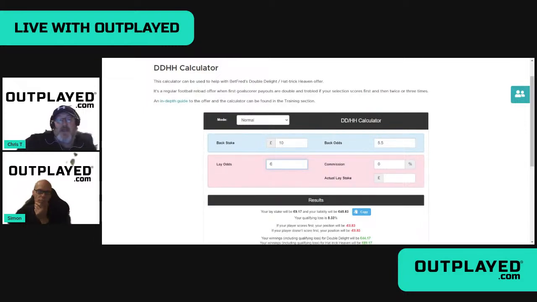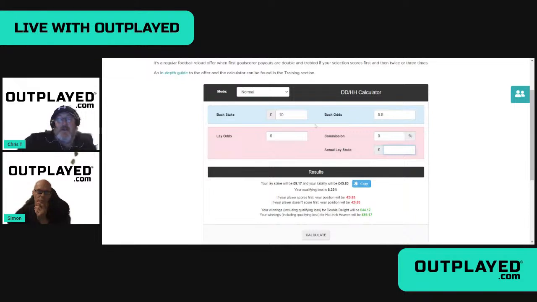So if we were looking at, I don't know, let's say Mo Salah to score first goal, his back odds are 5.5 and his lay odds are 6 for that.